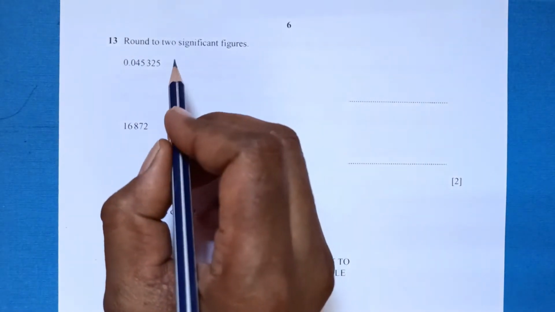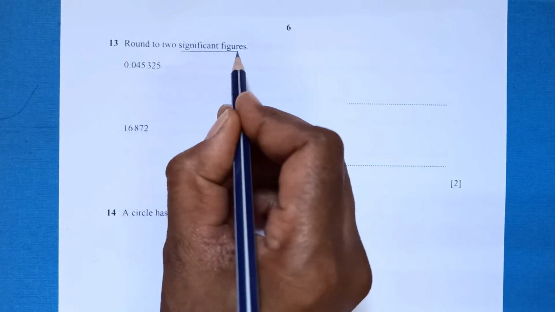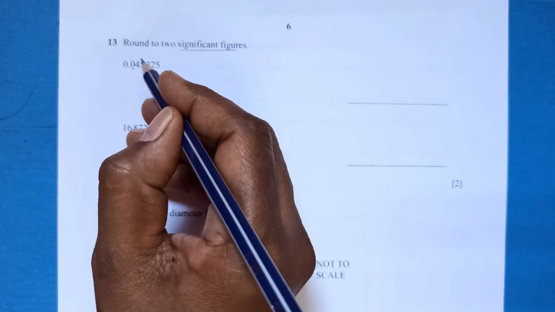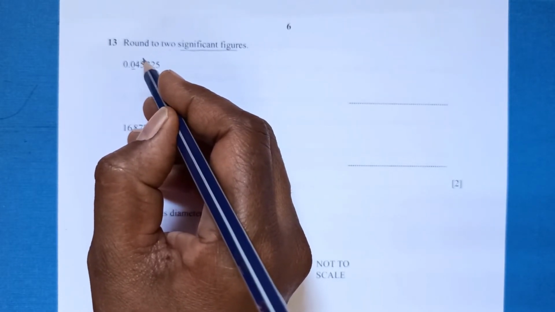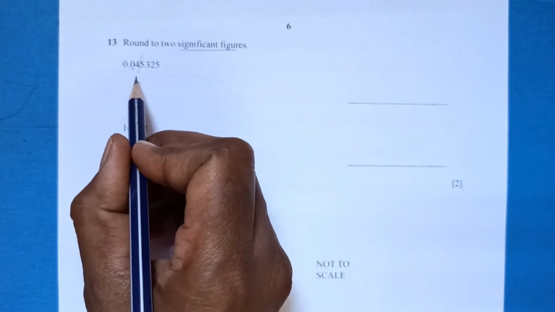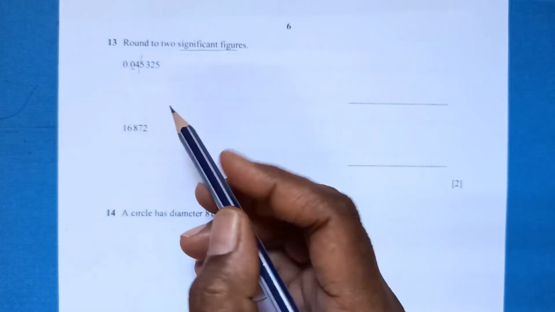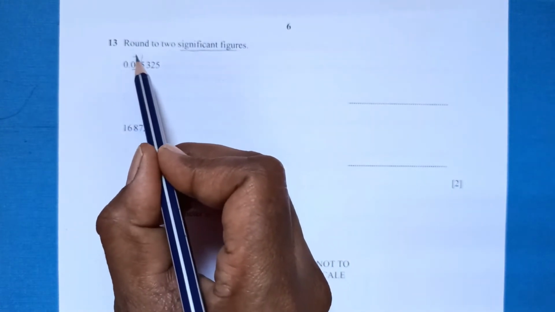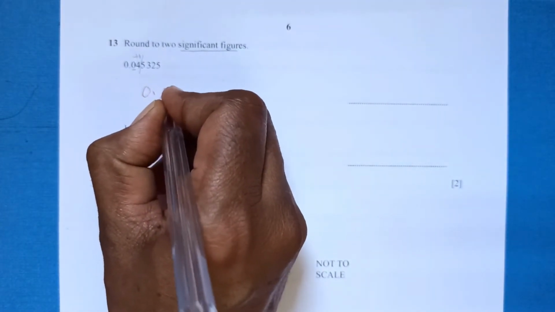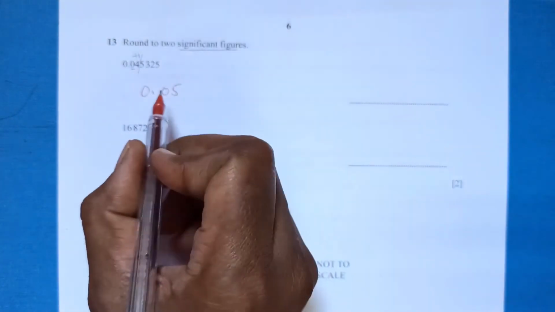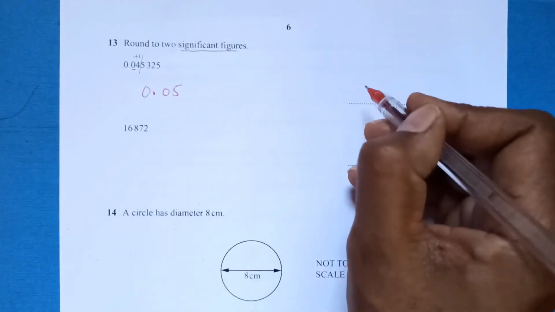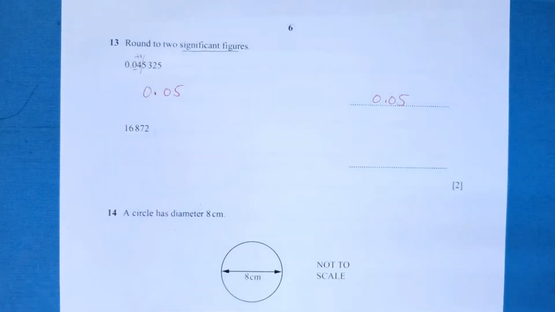Question 13. Round to two significant figures. So we are rounding this to two significant figures. Two significant figures are here, so we are going to check this for significance. After this 4 there is a 5, which is 5 or more, so you are going to add 1 here. So this will be 0.05. The 0 after the decimal is not significant, so our answer will be 0.05.